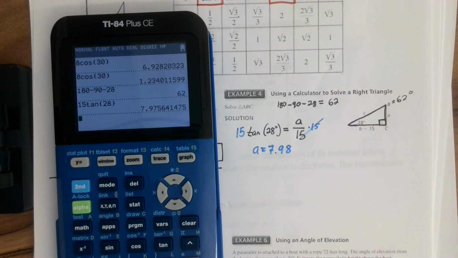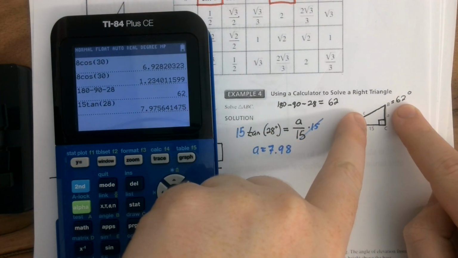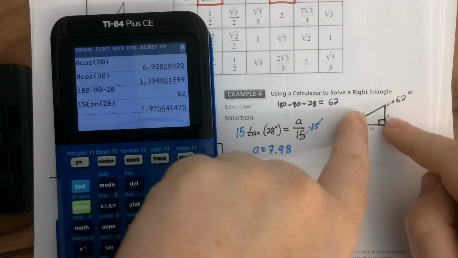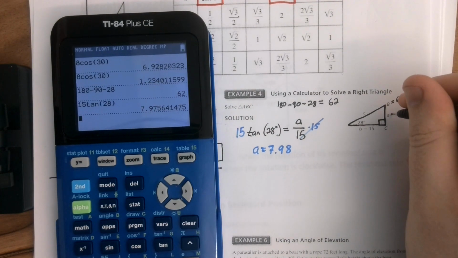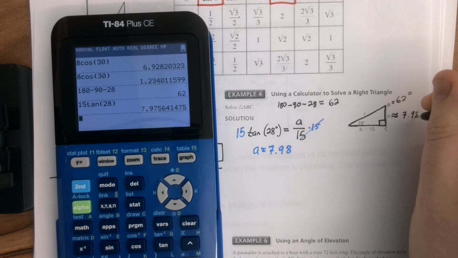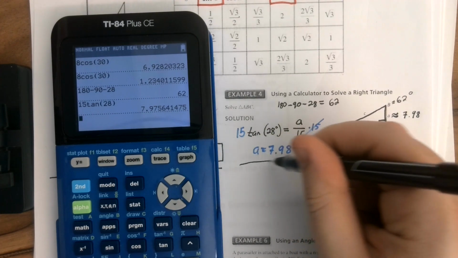Could I have done this a different way? Absolutely. I also know the 62-degree angle, right? So I could do opposite is 15 over adjacent is A and solve for A that way. You have relative freedom for how you do these problems. As long as you show your work, it doesn't matter what ratio you use, or even if you don't use a ratio. For instance, now that we know two sides approximately, we could just use the Pythagorean theorem to solve for C. I'm not going to do that here. I'm going to use another ratio because I think we need the practice, but you could.